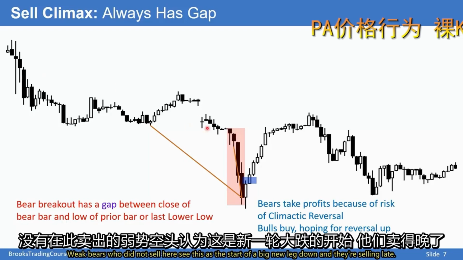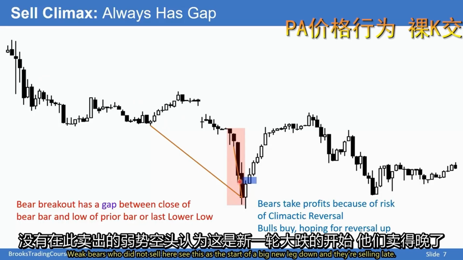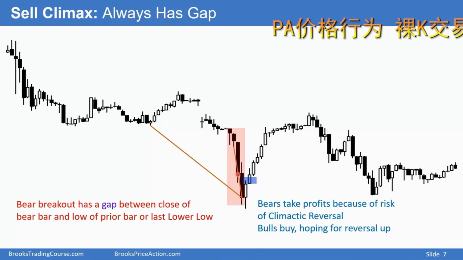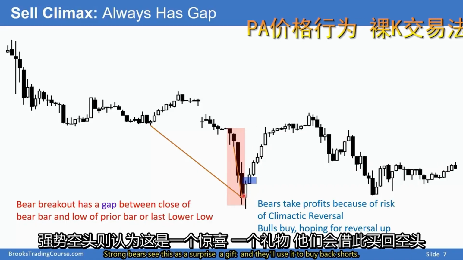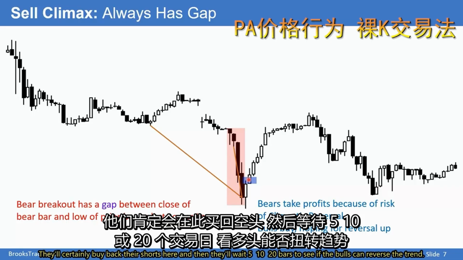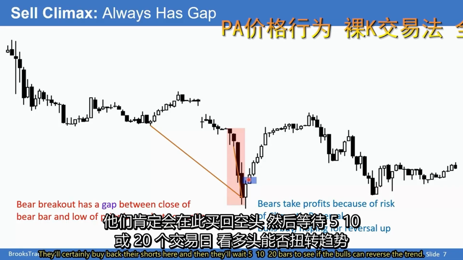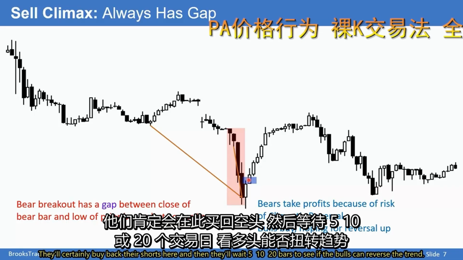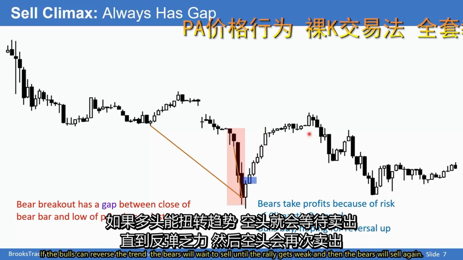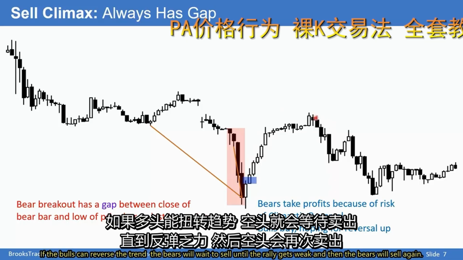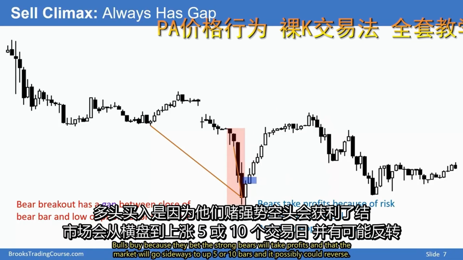Weak bears who did not sell here see this as the start of a big new leg down, and they're selling late. Strong bears see this as a surprise, a gift, and they'll use it to buy back shorts. They'll certainly buy back their shorts here. And then they'll wait 5, 10, 20 bars to see if the bulls can reverse the trend. If the bulls can reverse the trend, the bears will wait to sell until the rally gets weak, and then the bears will sell again.